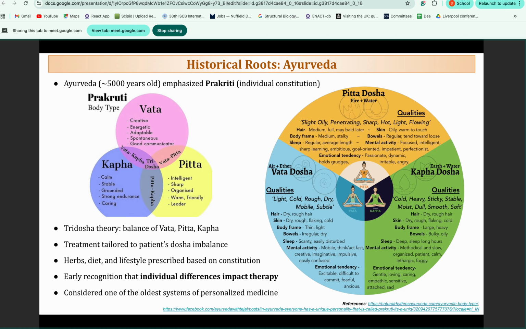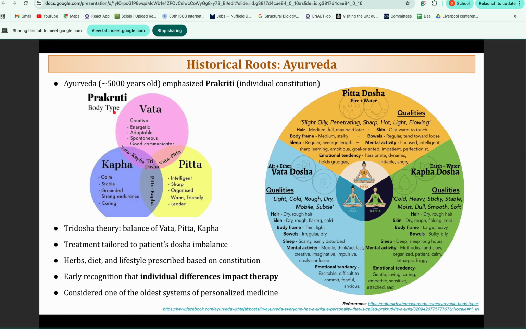If we talk about historical roots, then in India, Ayurveda was the most primitive science of medicine. It is about 5,000 years old, and it emphasized prakriti, which is the individual constitution. Right now we are talking about personalized therapy, but this is not a very novel or new thing. Previously also, when Ayurveda was there, it focused on the individual constitution and personalized treatment.